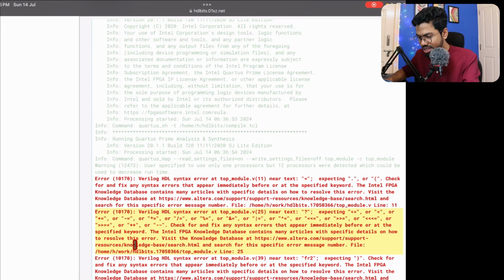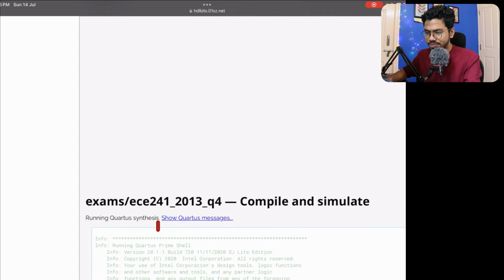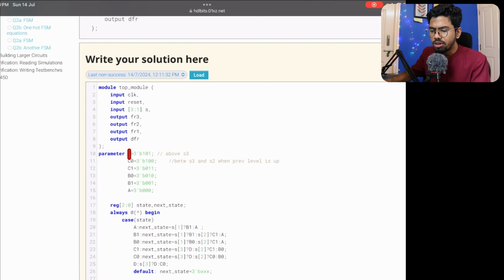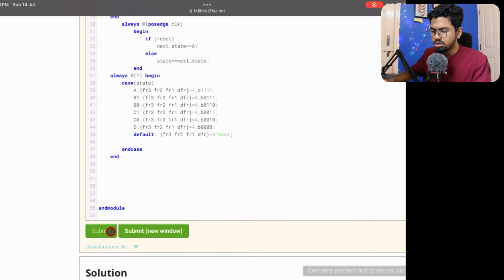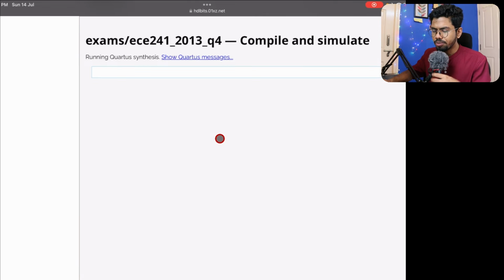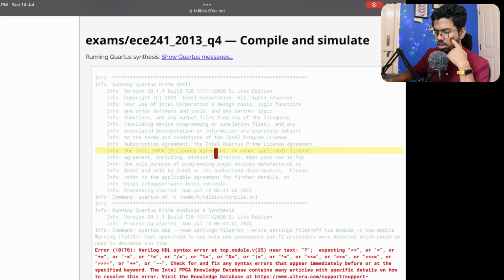Oh, at line number 11. Okay, I got the issue actually. Anytime you are defining a parameter, see, it's a 3-bit parameter, right? So we need to write that it's a 3-bit parameter, and then it should be a comma, this thing needs to be a comma, and then here the parameter ended. I hope this is the only syntax error we probably have here. So submit it and let's see.